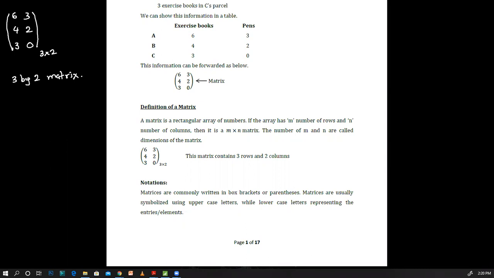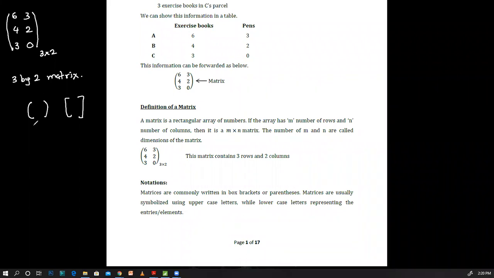And now we will focus on the notations for the matrix. Matrices are commonly written in box brackets or parentheses. Matrices are usually symbolized using uppercase letters, while lowercase letters represent the entries or the elements of the matrix. At the very beginning, I told you that to write a matrix, we use parentheses or box brackets. We can use either parentheses or box brackets to write the elements of a matrix.